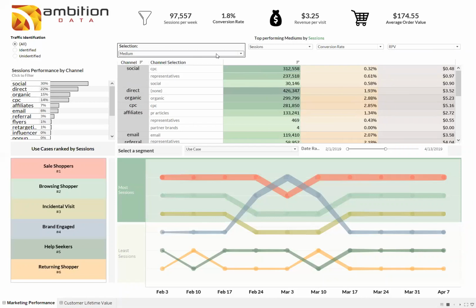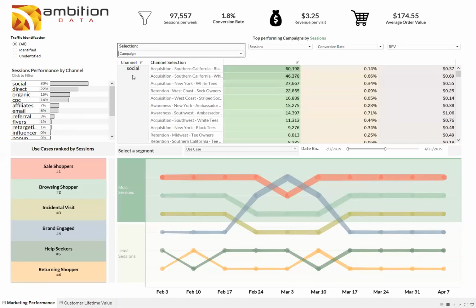So if we check campaign, we can see the top campaigns within social by session quantity. So the top two campaigns were both acquisition, both in Southern California, one for black teas and one for white teas. But if we look, we can see that the white tea acquisition conversion rate is actually 4 times higher than the black tea campaign. So what gets really interesting is diving in.